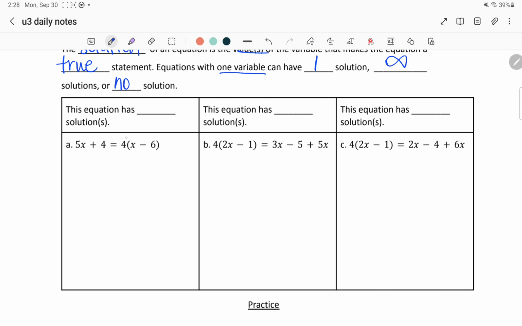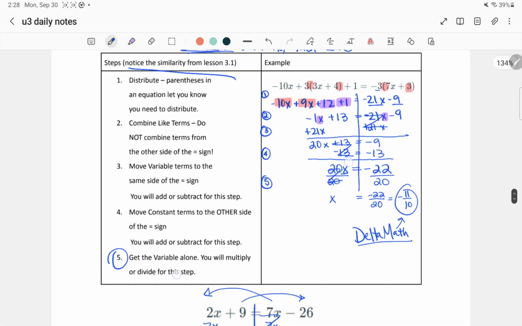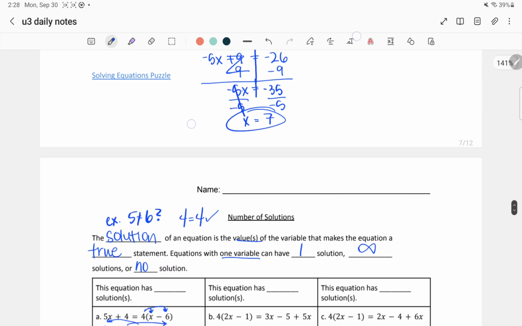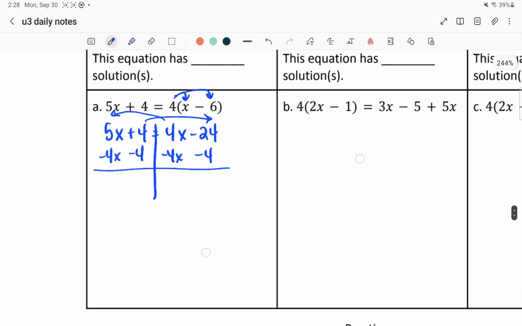So here we go. My steps on the other page were distribute. So I've got 5x plus 4 equals 4x minus 24. Now I'm going to move the x's to my left and move the 4 to my right. And I'm going to get minus 4x on both sides, minus 4. So now, if we went back up here, I'm doing step 3 and 4 at the same time. I can totally do that. It just saves us a little bit of time.